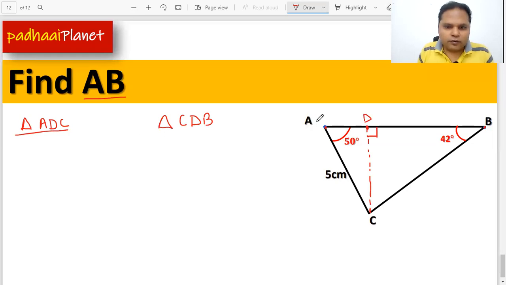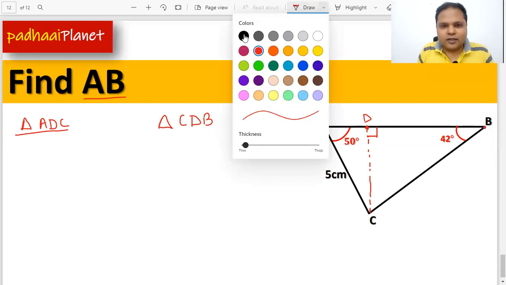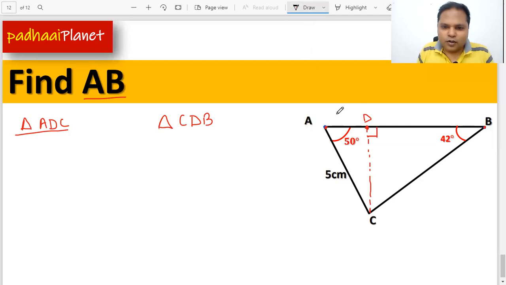Now, if we focus on this particular triangle, we will find out the length of AD here, right? And AD is basically the adjacent. If we look at the trigonometric ratios, we know that this is the adjacent. And if this is the adjacent and we have this angle as the right angle, that means this is the hypotenuse of our triangle, correct?